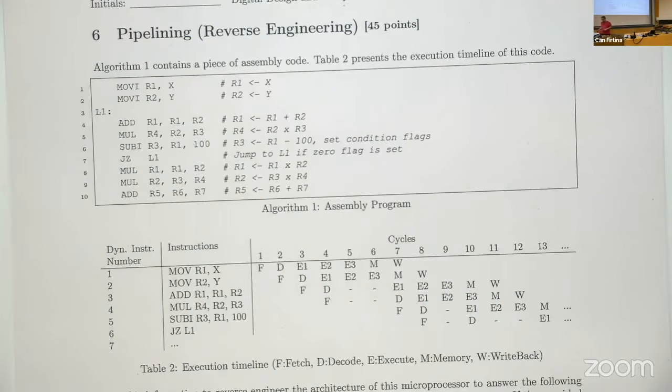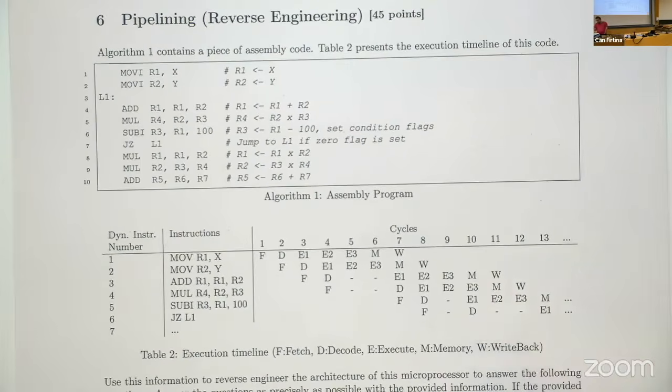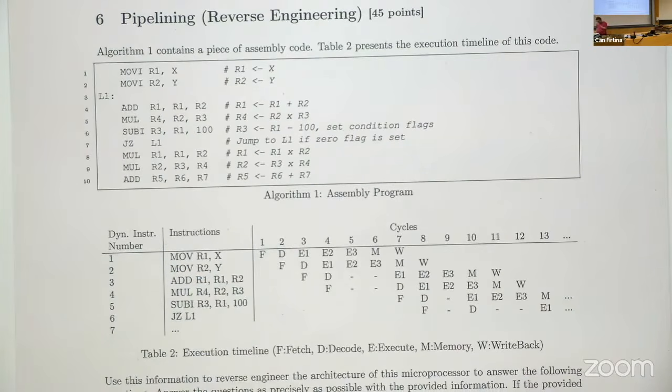So we're doing the pipeline reverse engineering question. We get assembly code, and we should answer various questions about how this processor probably looks based on the cycle numbers we get, and then afterwards we should also count how many cycles the program executes, this kind of thing.